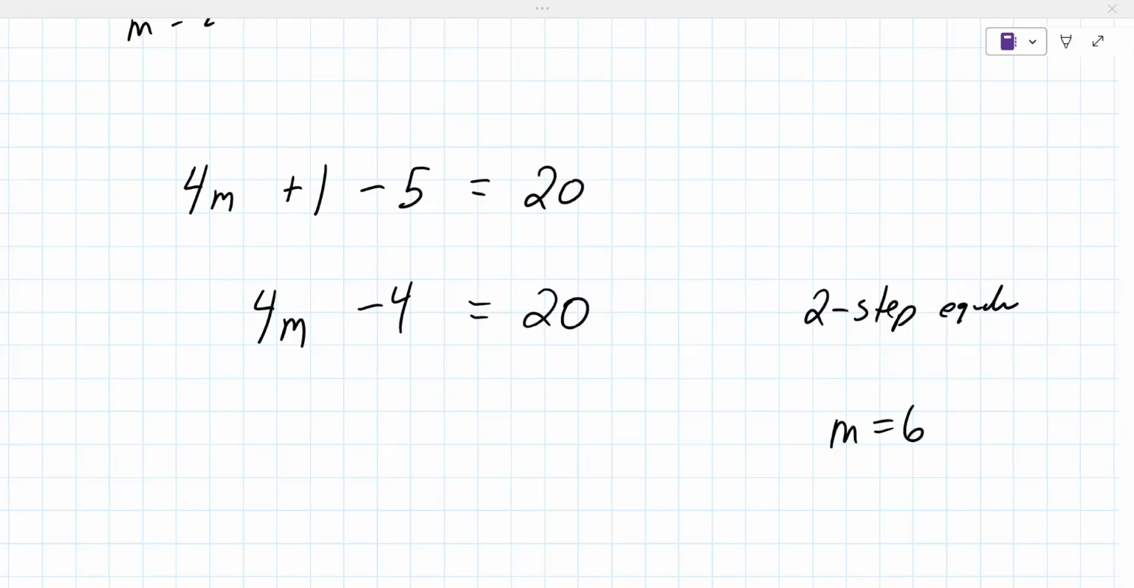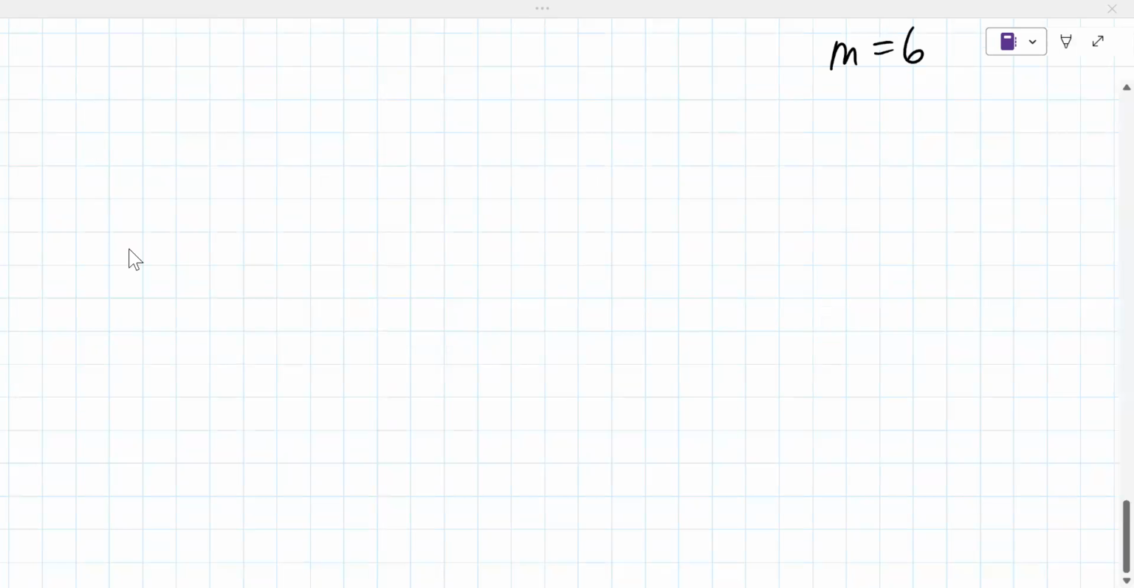Take a look at another one here. All right, so here's a problem for you to look at. I'd like you to try solving this one on your own, please.